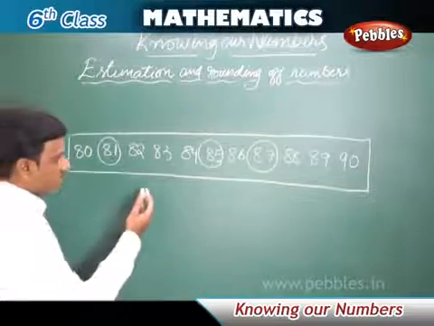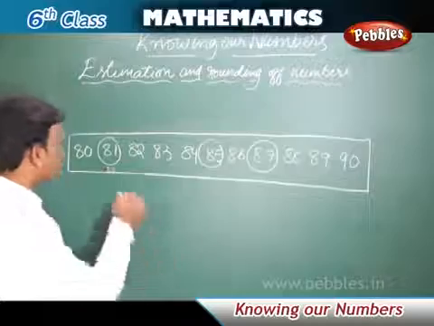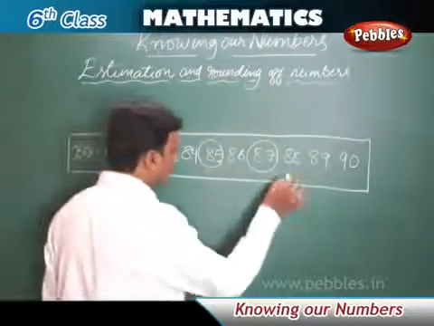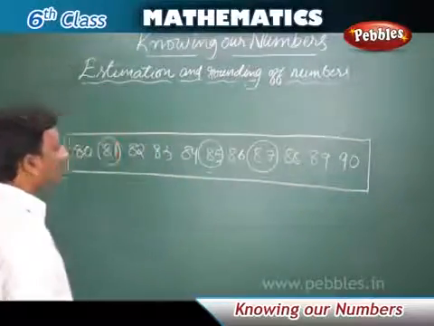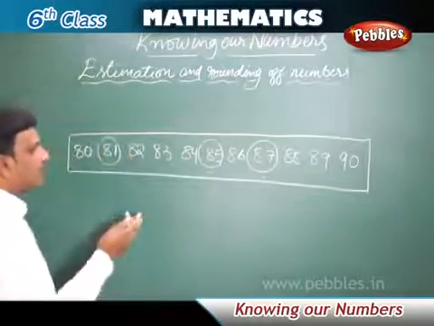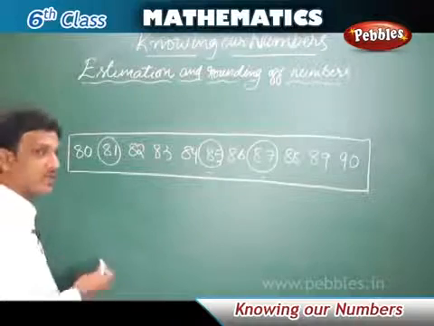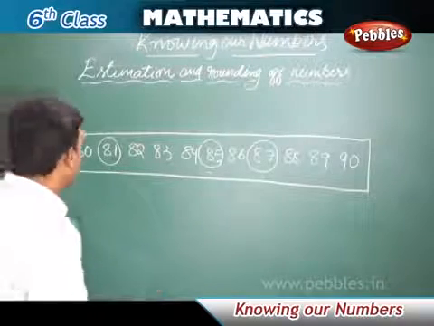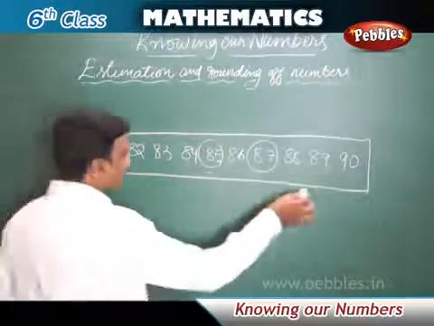Here we have a set of numbers. Among these numbers, a few numbers are circled. Now we have to round off these circled numbers to their closest tens. So, rounding off to tens. Here we have 80 to 90 numbers.